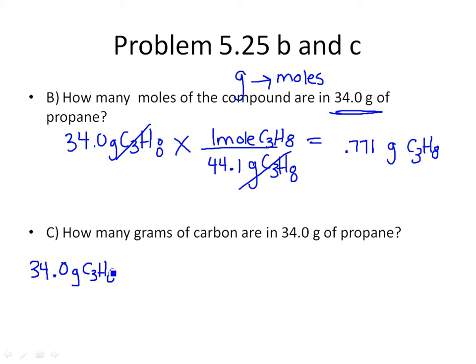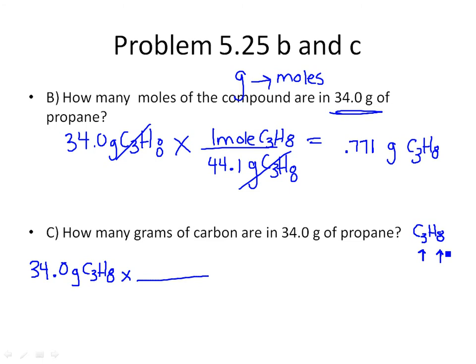If we start with what we know, we've got grams. The first thing we're going to do is look at what we're trying to find. We need grams of just carbon in propane. Propane is C3H8, so we've got 3 carbons and 8 hydrogens. We want to know just how much of propane is just carbon. So what's the mass of just carbon in propane?